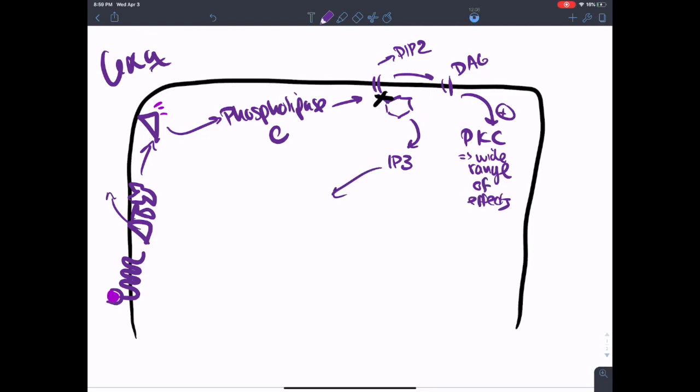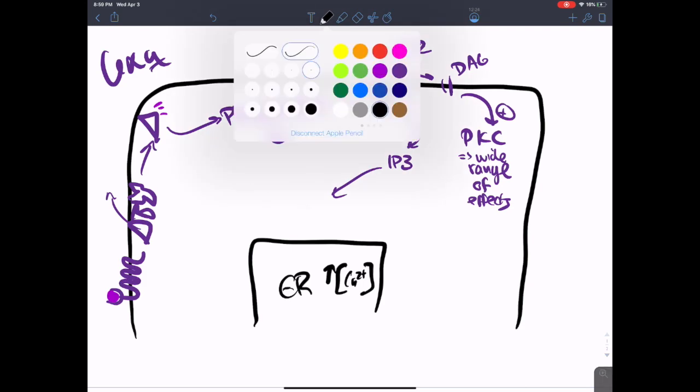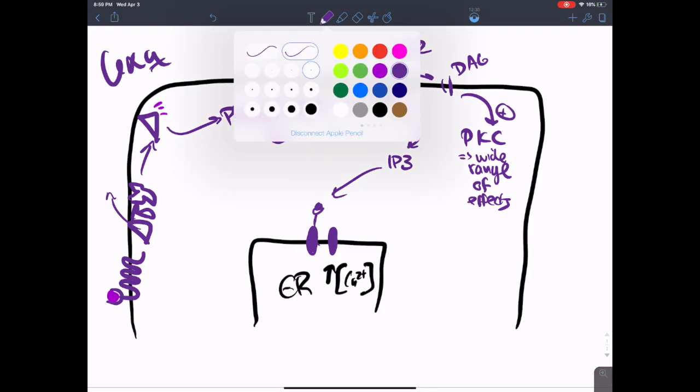IP3 is going to go and interact with a structure we talk about in a lot of other classes, which is the endoplasmic reticulum. One important feature of the endoplasmic reticulum is that it has a high concentration of calcium ions. So those calcium ions have a driving force to leave the endoplasmic reticulum. So you get a binding of this IP3 to a receptor located on the ER, so there's your IP3 binding, and that leads to calcium release.